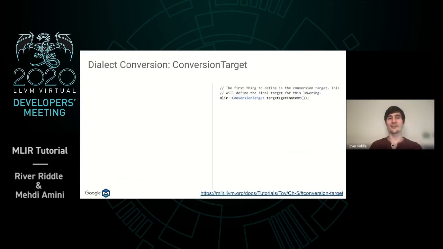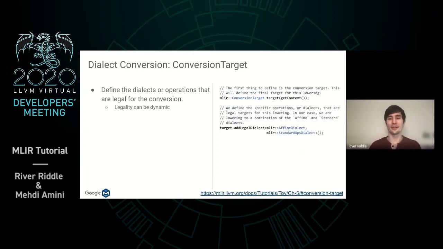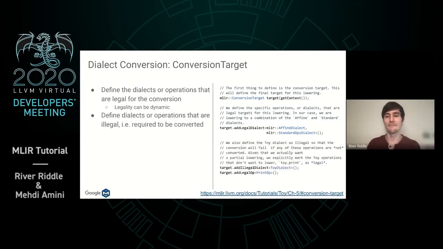So if we're going to start defining our conversion to the affine and standard dialects, we'll start with the conversion target. As I said before, this defines what is legal for a specific target. In our case, it's the affine and standard dialect. But it's important to remember here that legality can be dynamic. It could be based on various properties of the dialect or operation, even though it's not shown here. And then there's this concept of explicit illegalness.